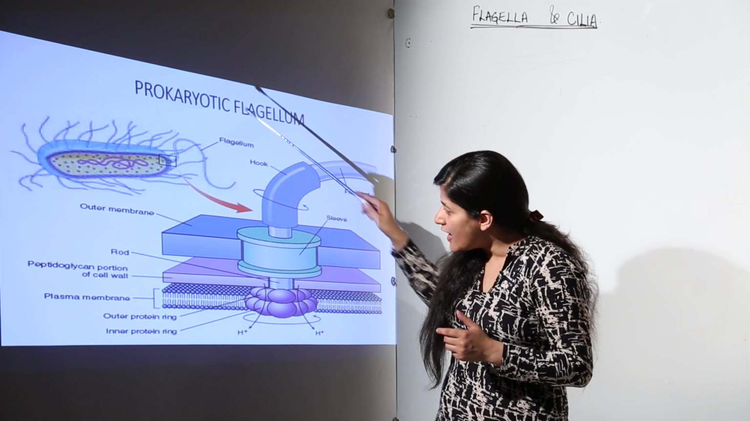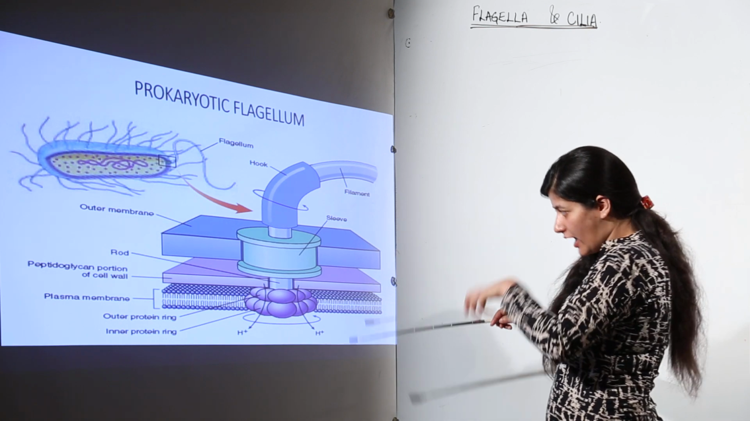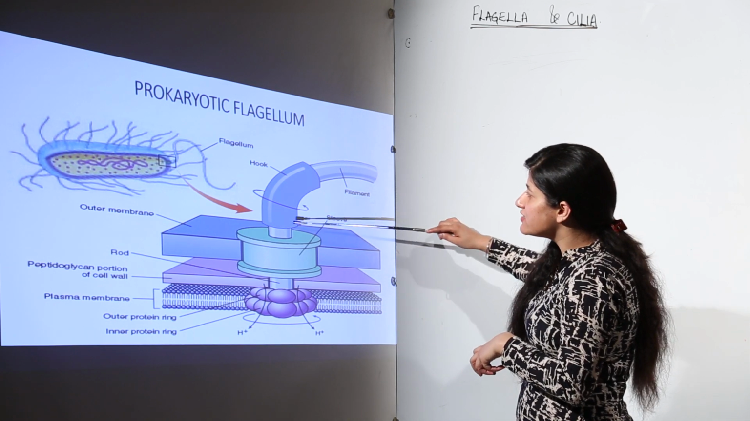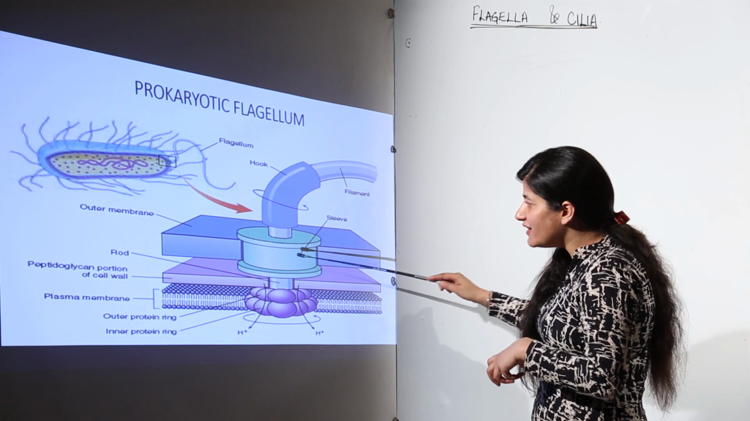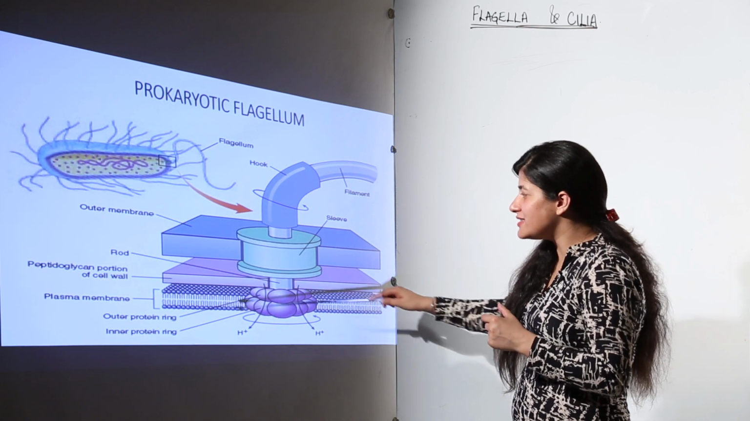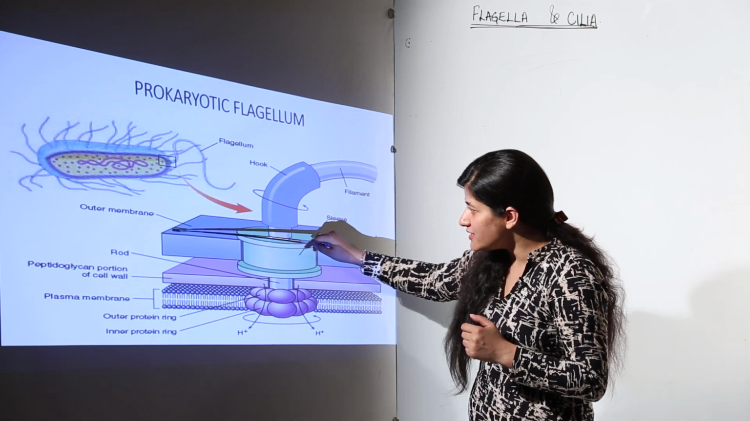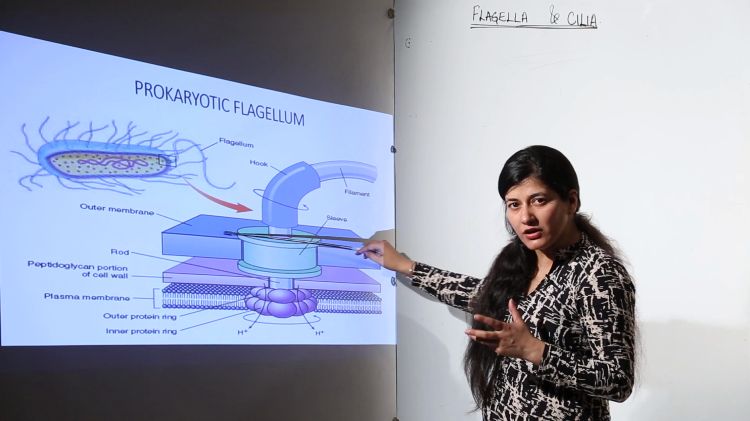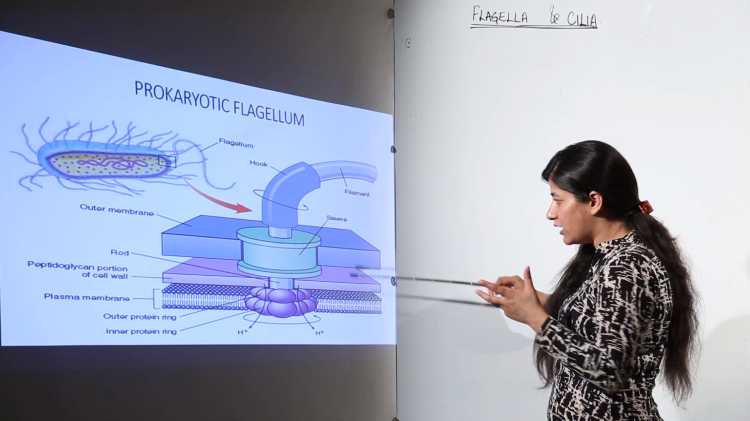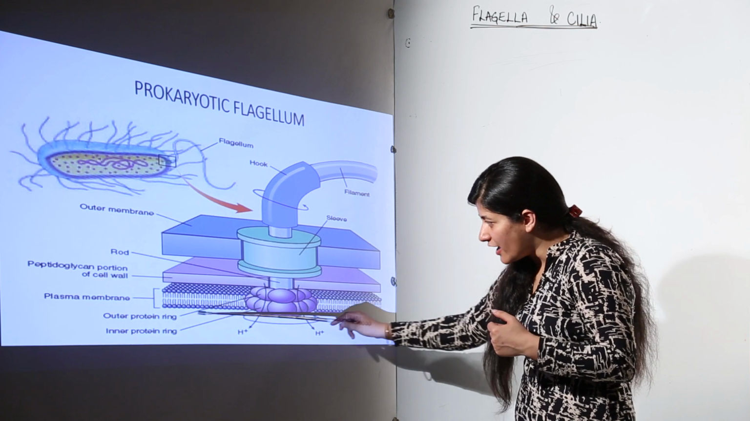This part has been magnified, which you see over here, showing how the flagellum is embedded: there is a hook, there is a filament, and there is a basal body which embeds the flagellum into the cell envelope of the bacterial cell. As you can see over here, this is the outer membrane that we call glycocalyx in the prokaryotic cell, and this happens to be the cell wall, followed by the plasma membrane.